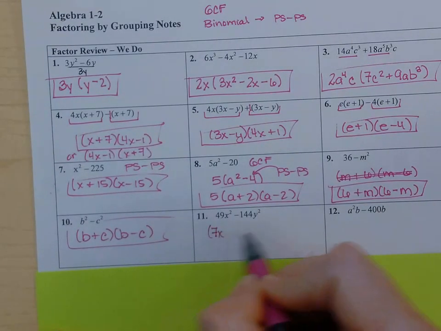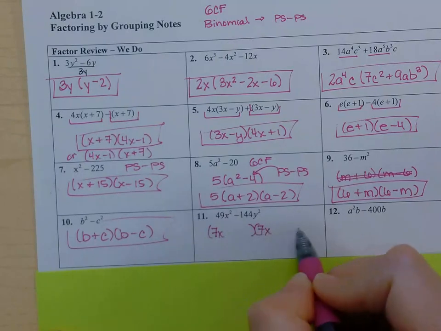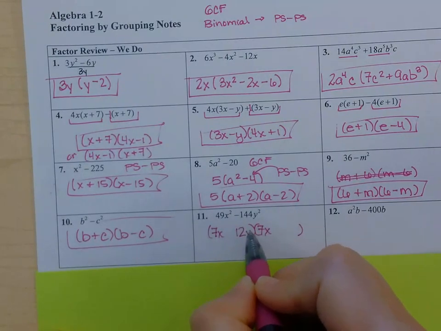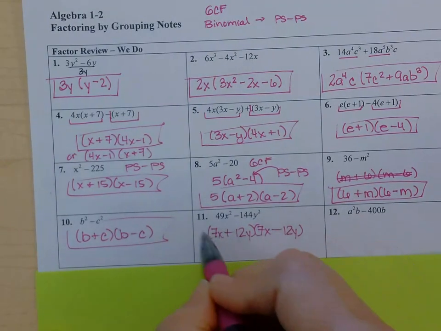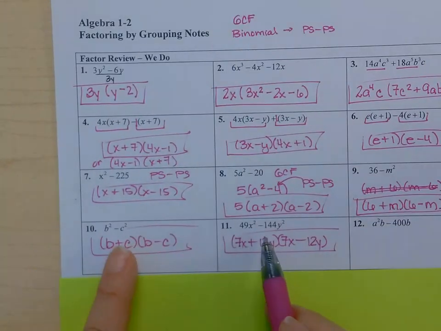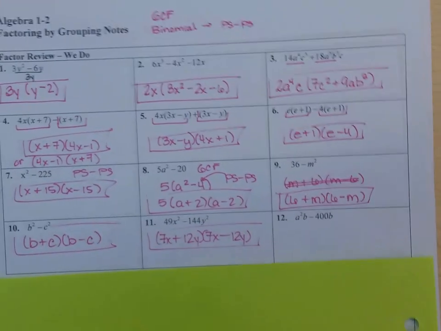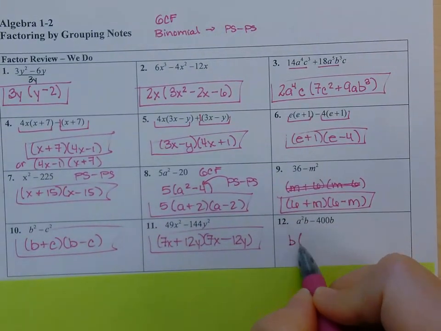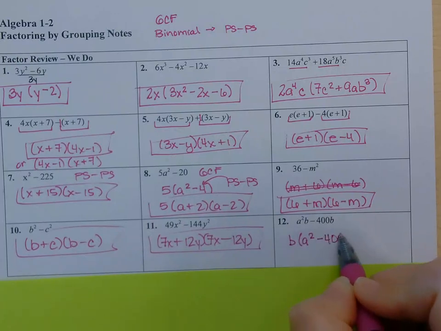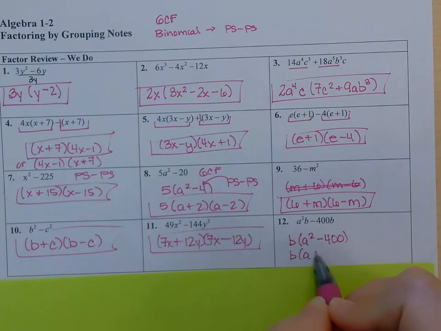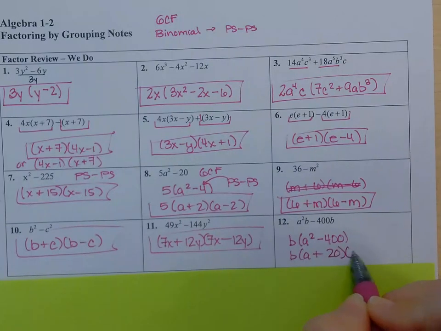Let's see, 7x times 7x is 49x squared, and 12y times 12y. And I need a plus and a minus. By the way, I did look for a GCF on these. I did not see it, but here I see a GCF of b. So when I factor out the b, I have a squared minus 400, and I have a plus 20, a minus 20.